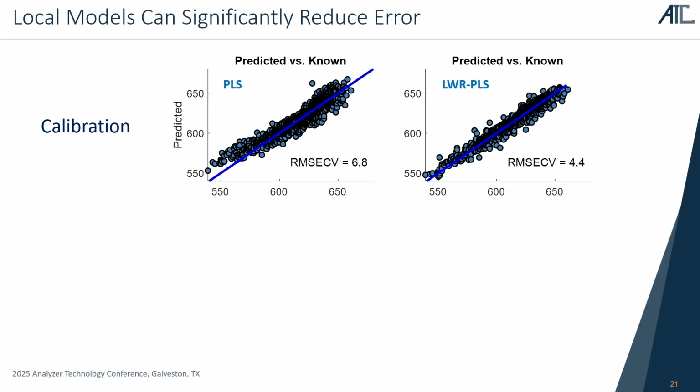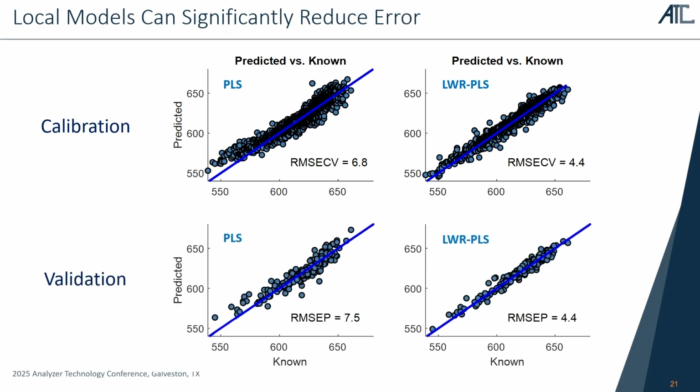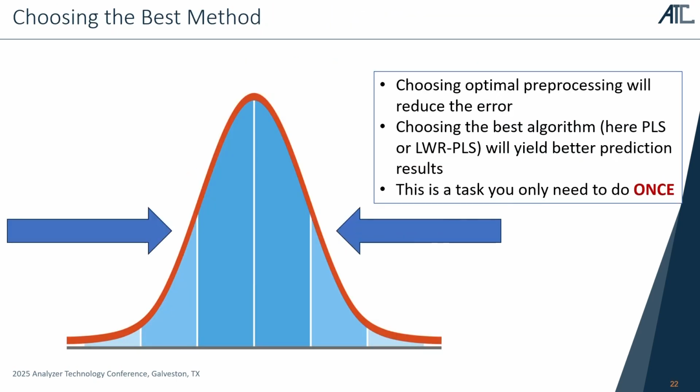If you're using a locally weighted version of PLS, then that straightens it out. And you can see that it reduces the error fairly substantially. And if we were to take that calibration and apply it to a prediction set, you can see that the numbers continue that way, so they get better.